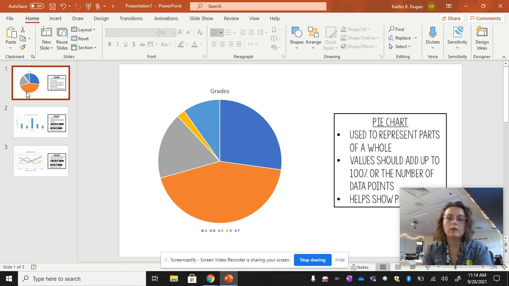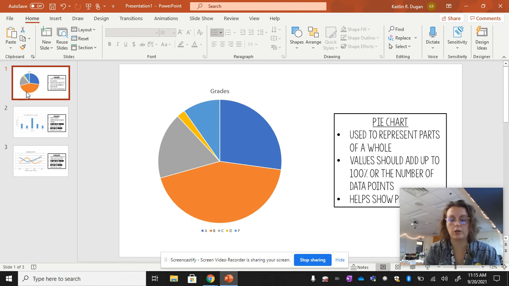Today we're going to be talking about the types of graphs that we will use in the scientific method. Now, there's a ton of different graphs, but the three that we're going to focus on are a pie chart, bar graph, and a line graph. All three are really important because they all are able to represent different types of data.